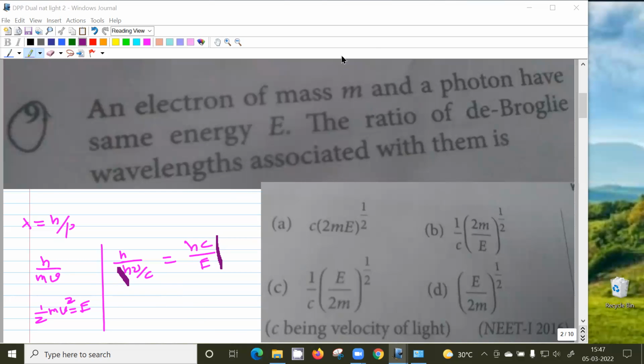And the energy of electron in general, if nothing else is said in modern physics, is mostly kinetic energy. Okay, so don't think of other energy of electron. Electron means it will have only kinetic energy in this circumstance. So energy of an electron is kinetic energy. It's half mv square.